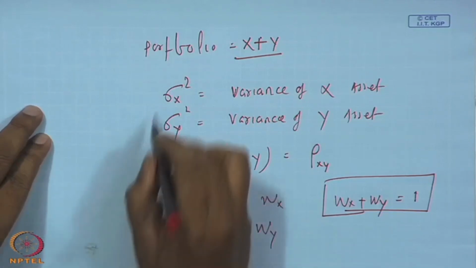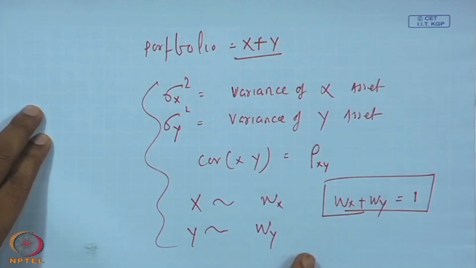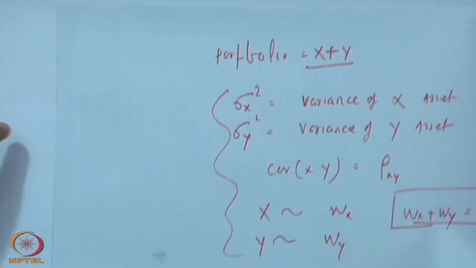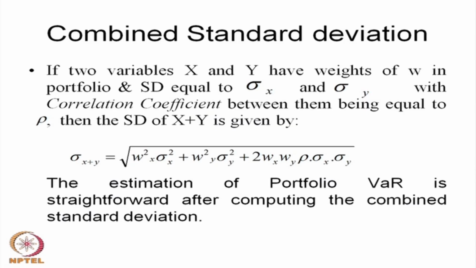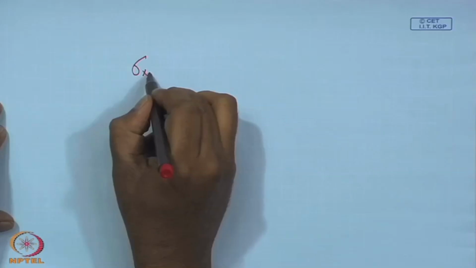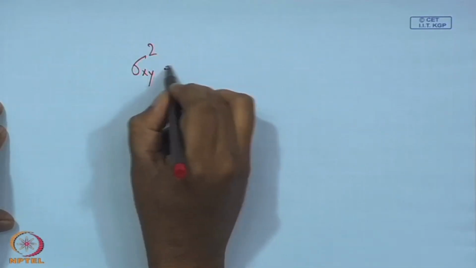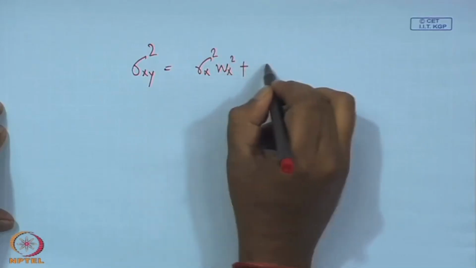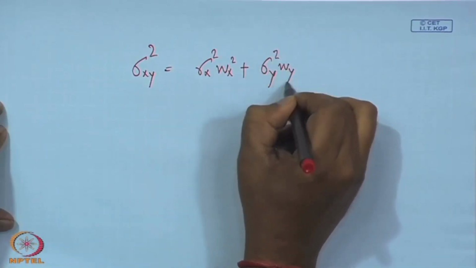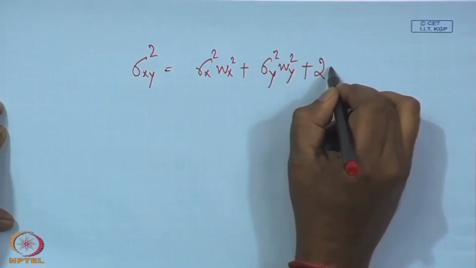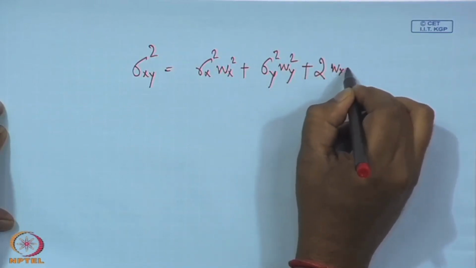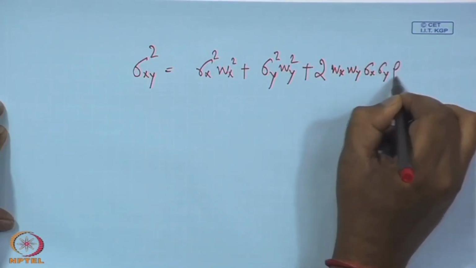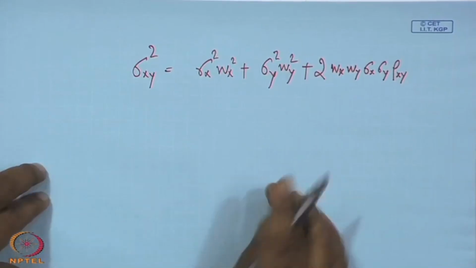Now, once you know this, you have to estimate the portfolio standard deviation. As per the calculation, the portfolio variance sigma xy square is nothing but sigma x square into w x square, plus sigma y square into w y square, plus 2 into w x, w y, sigma x, sigma y and rho x y, the correlation among these two.